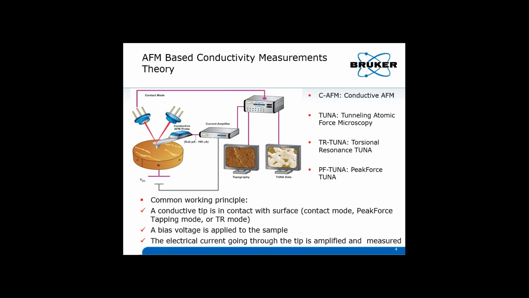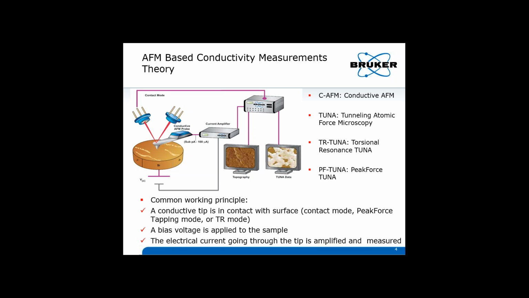Before we talk about how to solve the issues that we mentioned earlier, we need to understand the working principle and some terminology and terms that users may feel confused about: CAFM, TUNA, TR-TUNA, and PF-TUNA. CAFM is short for conductive AFM. TUNA is short for tunneling current atomic force microscopy. TR-TUNA is short for torsional resonance TUNA. PF-TUNA is short for PeakForce TUNA.